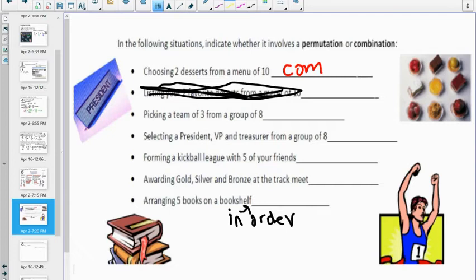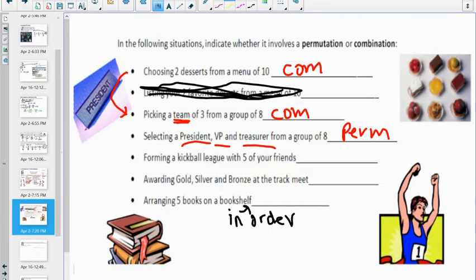Now for this next one, it says picking a team of 3 from a group of 8. Let's look for that keyword team here. That means they're going to have the same role. So order does not matter. So it's a combination as well. Now for this next one, we're selecting the president, VP, and treasurer. We know that they have different roles. See these different, we have president, VP, and treasurer. Different roles, order matters, permutation.